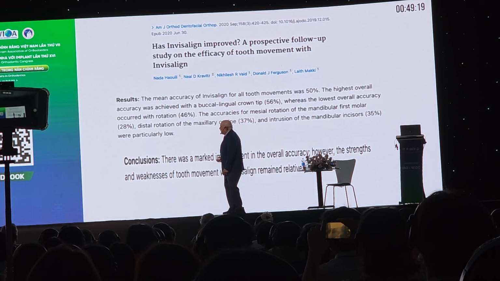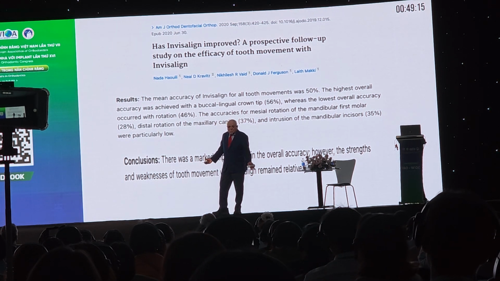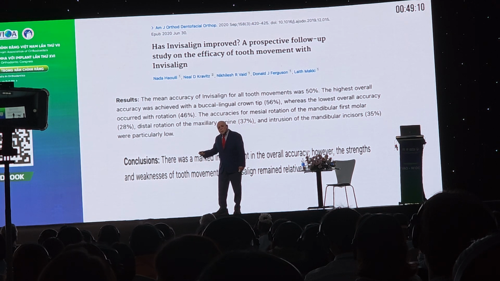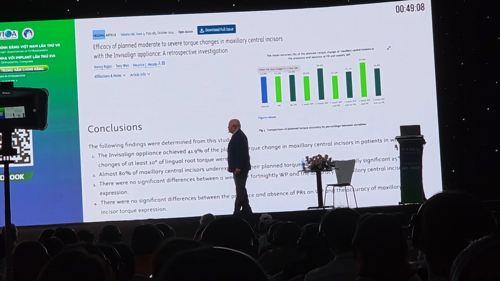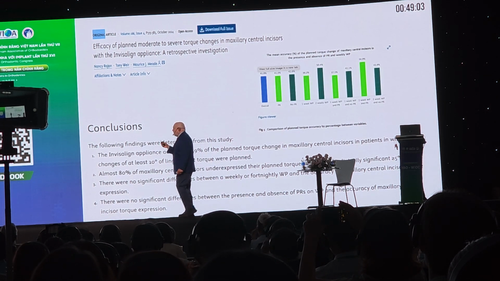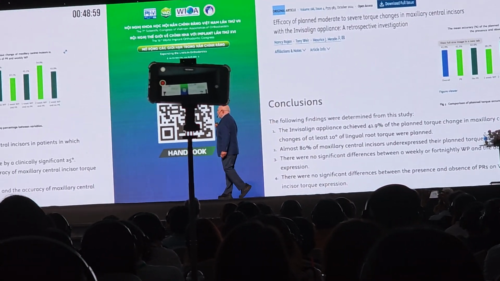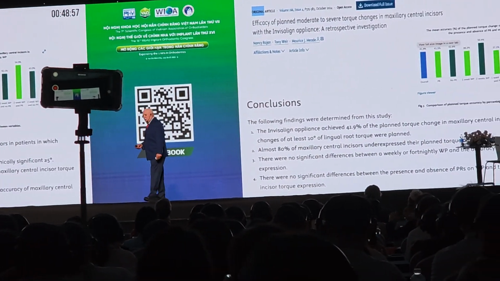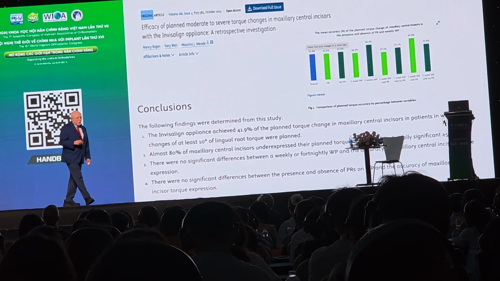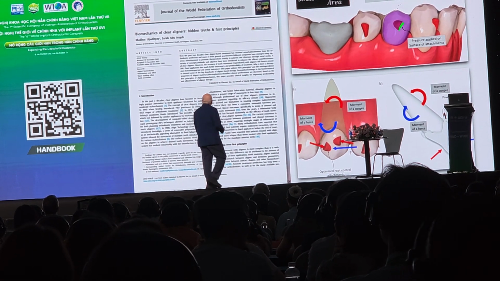They came back and did another study in 2020. They asked, has Invisalign improved? Well, it improved 9%. So half of the time you are not getting the tooth movement you are looking for. And then we have had several articles which have come in. They're talking about the torquing of the teeth, the retraction of the teeth, and they all basically talk about anywhere from 40 to 50% of overall efficacy of different types of tooth movements.